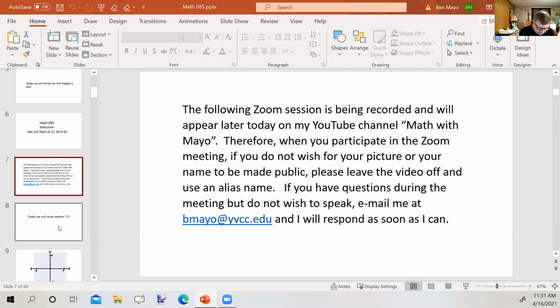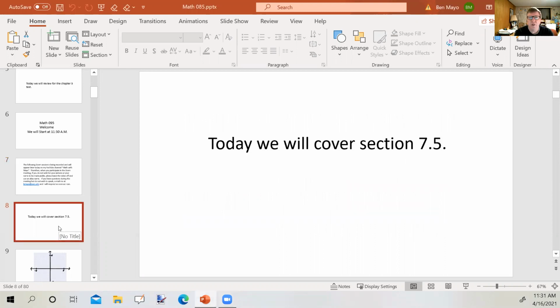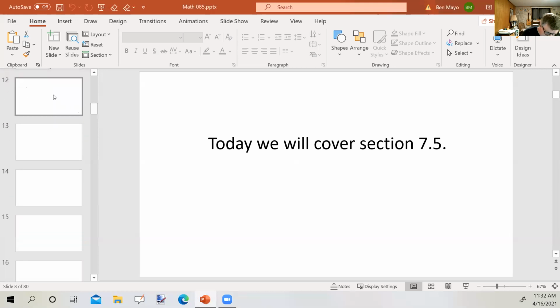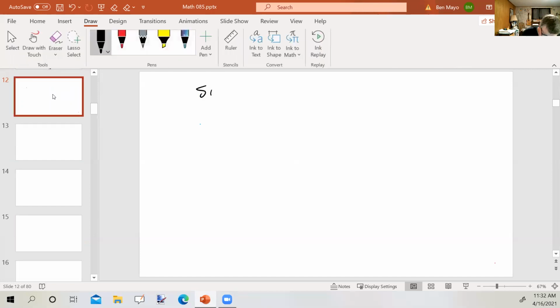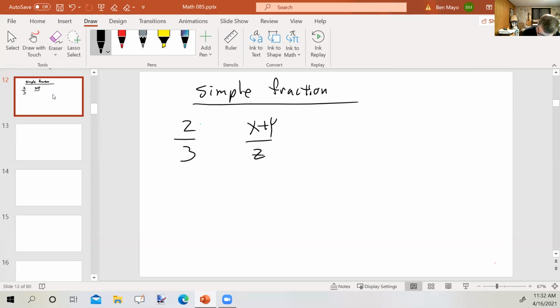All right, so today we're going to take a look at section 7.5, which is simplifying complex fractions. So let's start out by looking at the difference between a complex fraction and a simple fraction. A simple fraction, examples would be 2/3, x plus y over z plus 4, 2.5 over x minus 3. With a simple fraction, there's just the one fraction, and there's a numerator and a denominator.